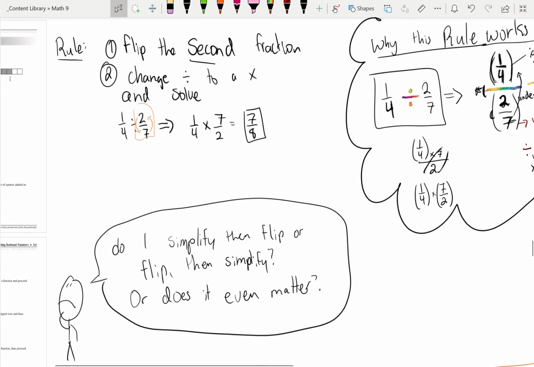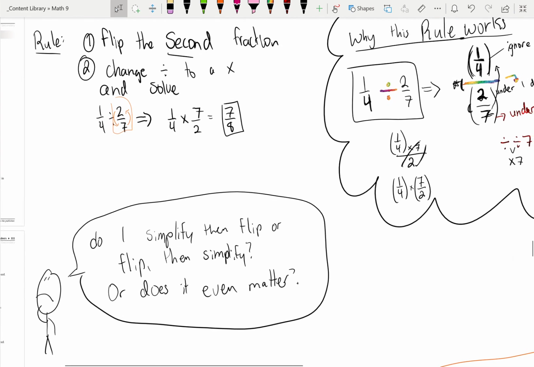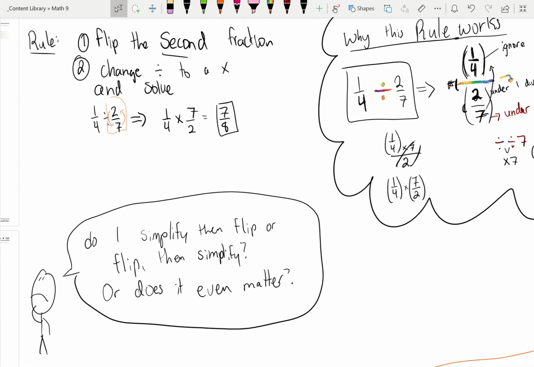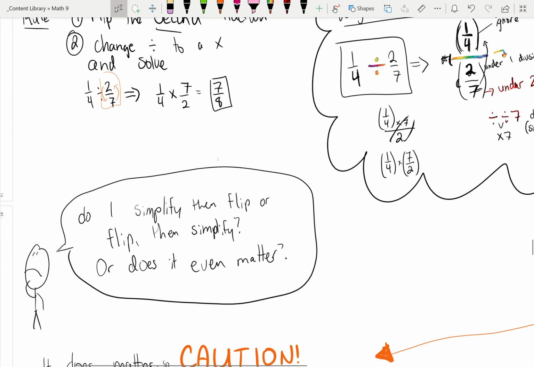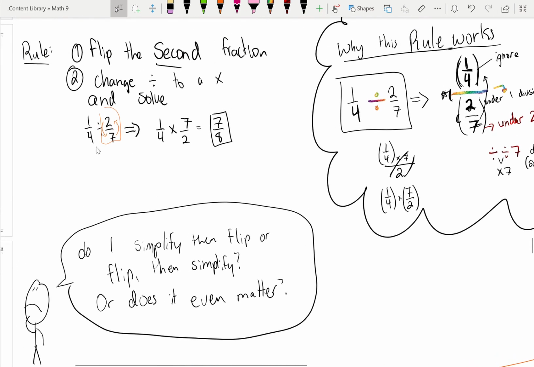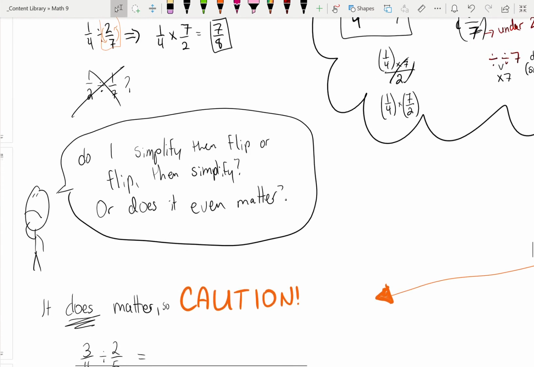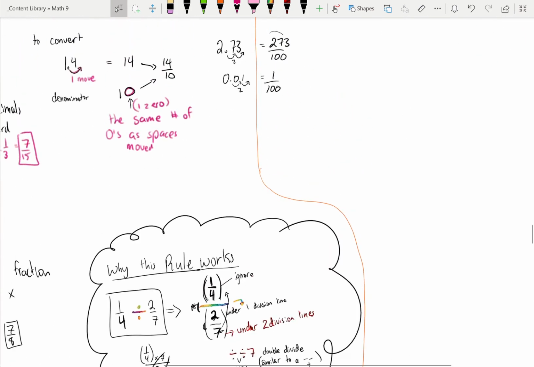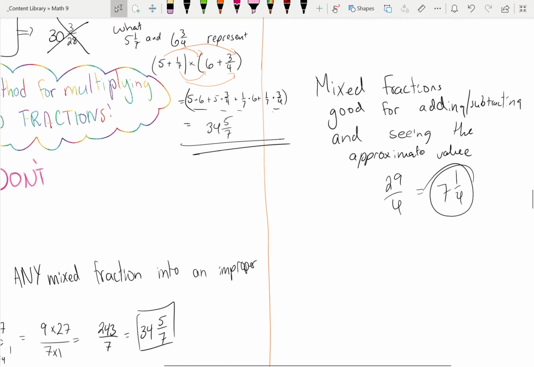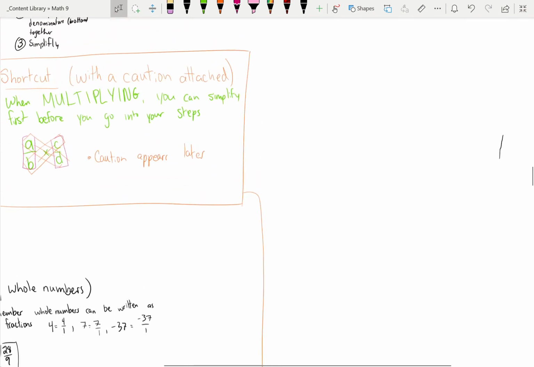All right, question. This is where we get to our caution. Do I simplify and then flip, or flip then simplify? Or does it even matter? So the question is, hey, I saw up here, I have 1/4 divided by 2/7. Why don't I change it to 1/2 divided by 1/7? Can I do that? The answer is no, I can't. So it does matter. And notice I've drawn a caution line that's gone all the way around it through some of our work from way up here with our rule.